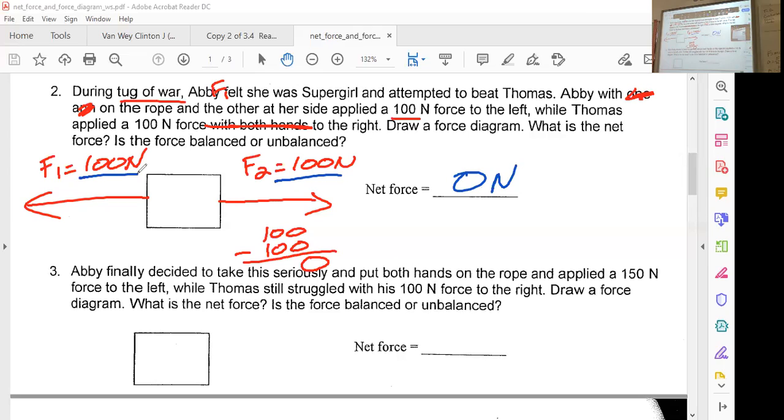Abby decided to finally take this seriously. She put both hands on the rope. She applied 150 newtons of force to the left. Oh, I gotta show you some back here. Okay. Thomas still struggled. He was already trying his best, and so he could only apply 100 newtons to the right.